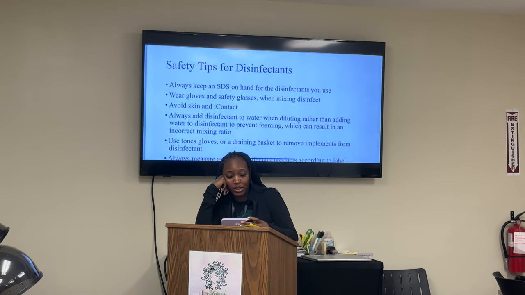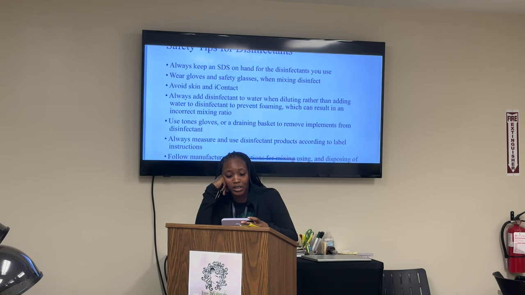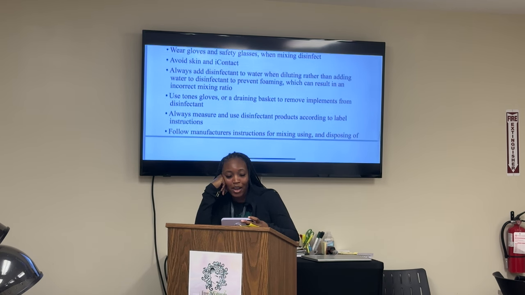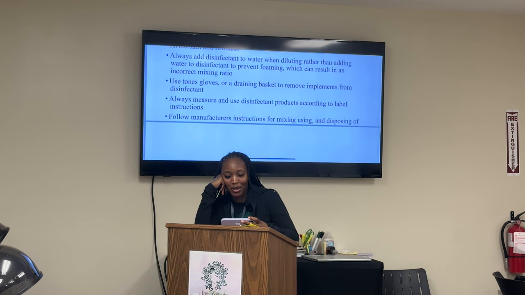And safety tips for disinfectants. Always keep an SDS on hand for disinfectants you use. Wear gloves and safety glasses when mixing disinfectant. Avoid skin and eye contact. Always add disinfectant to water.